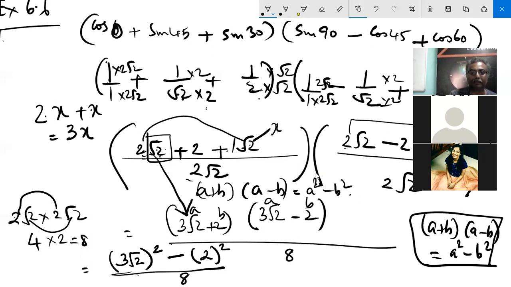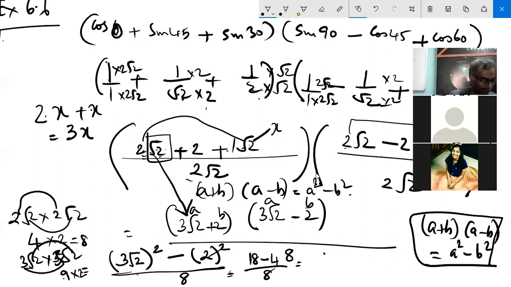Okay. So 3 root 2 into 3 root 2 is how much? 3 into 3 is 9. Root 2 into root 2 is 2. 9 into 2 is 18. So 18 minus 2 into 2, which is 4. 4 by 8. 18 minus 4 is how much? 14. 14 by 8. Simplify. Divide by 2. How much will you get? 7. Simplify fast, this is all simple work. Divide by 2 on both sides. 7 by 4, uncle. Correct answer. Very good. Excellent.